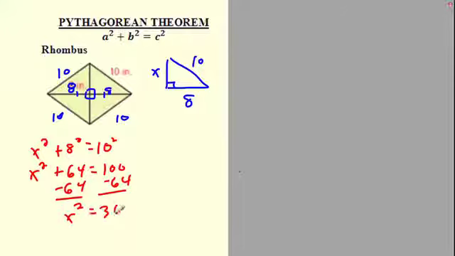36. So if x squared equals that, let's square root both sides, and what do we get? We get x equals 6. So this missing side here is 6. If that's 6 up there, this is 6 down there, because they are congruent. So we got to know all the properties.